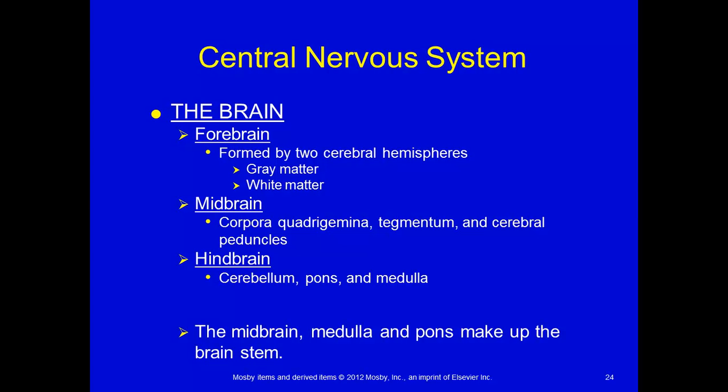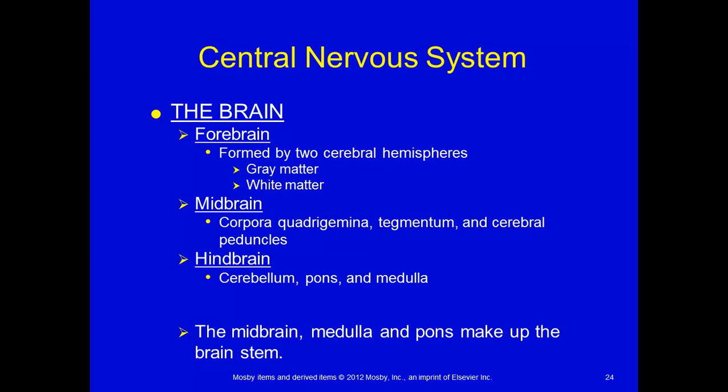Okay, so then we also have the midbrain. And then we have a portion of the brain called the hindbrain, which contains the cerebellum, the pons, and the medulla. Interestingly, you see here, this is at the bottom of the screen, the midbrain, the medulla, and the pons make up something called the brain stem. Now, why is the brain stem so important? Why are we so interested and concerned about the brain stem?